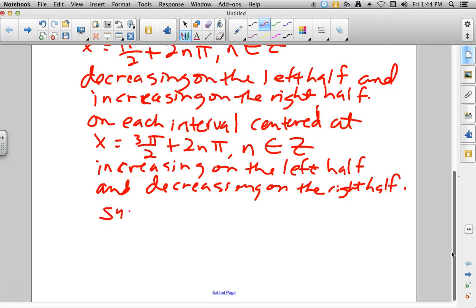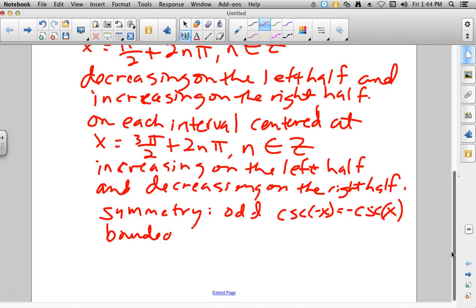So next thing to do is remember that cosecant is what we get when we flip sine. Now why that's important is because of symmetry. It's going to have the same symmetry as the sine graph, so that is odd symmetry. So the cosecant of negative x will equal negative cosecant of x. Then they wanted to know about boundedness, and we can see from our arrows that we are going to be going up and down forever. So it's not bounded above, it's not bounded below.